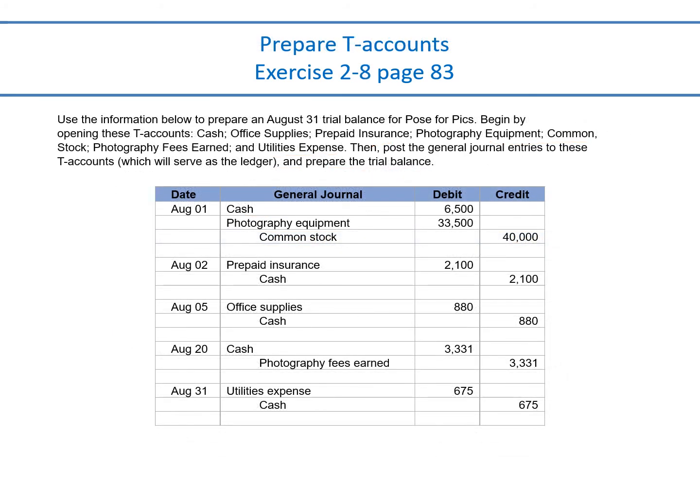So preparing T accounts. What they want us to do is use the information below to prepare an August 31st trial balance for Pose for Pics. Begin by using these opening T accounts: cash, office supplies, prepaid insurance, photography equipment, common stock, photography fees earned, and utilities expense. Then post these general journal entries to the T accounts, which will serve as the ledger, and prepare the trial balance. Okay? So there's all of our transactions or our journal entries that we posted.